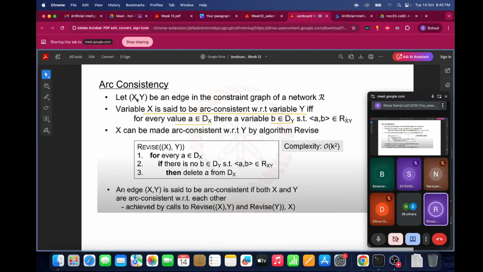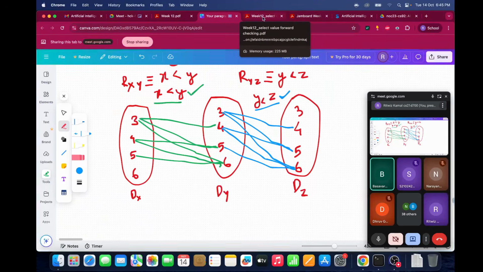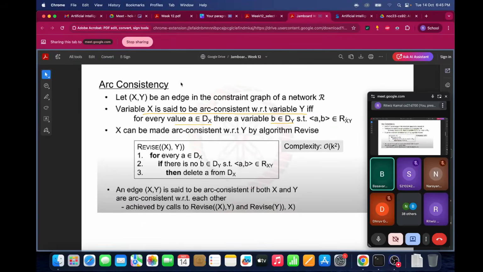Let's start from the beginning. Let x comma y be an edge in the constraint graph of a network R. In our case xy could correspond to any of these edges, 3 to 4 or this 3 to 4, any one of them. Variable x is said to be arc consistent with respect to variable y. Remember that here x and y correspond to some two general variables; this x and this y are not the same as our x and y.